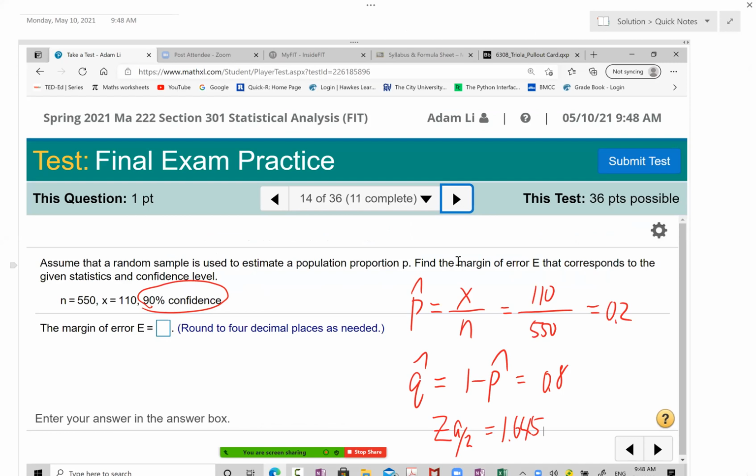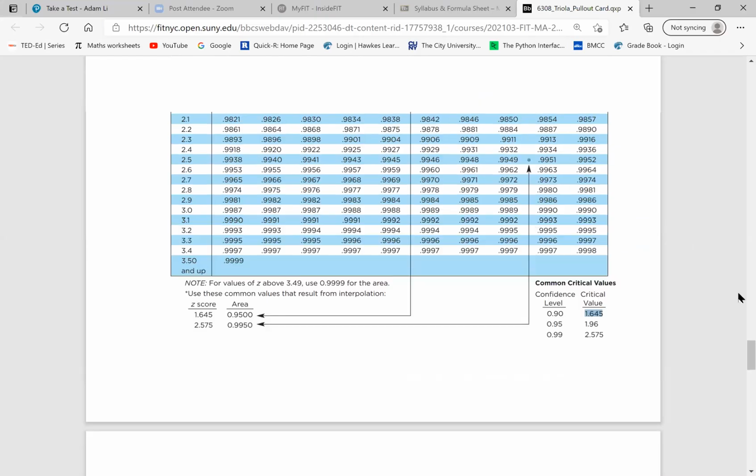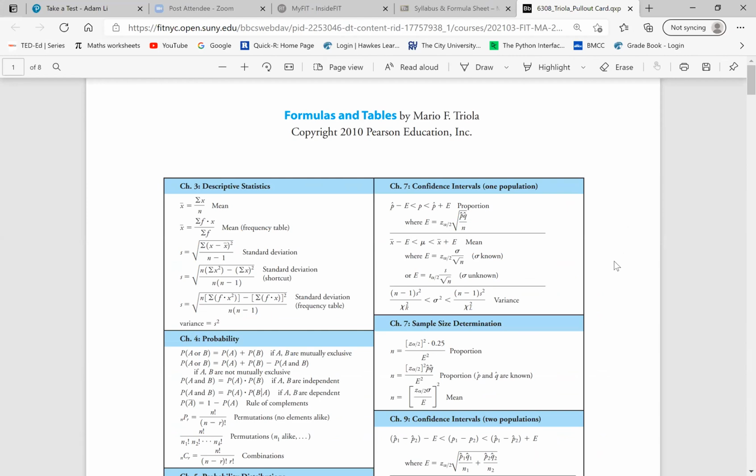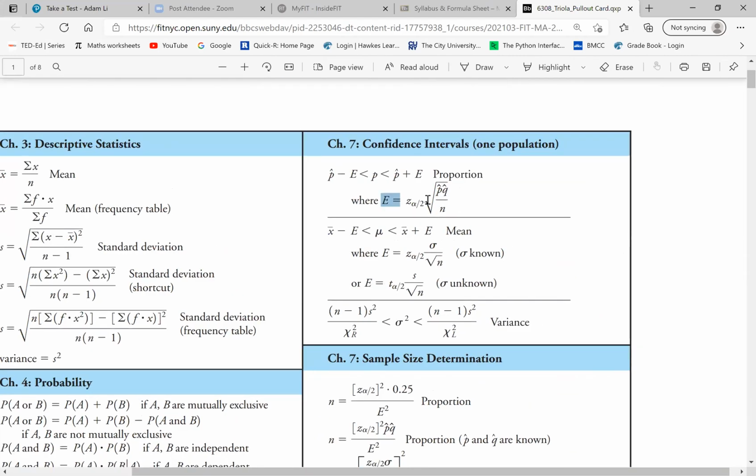Now, the next thing is to find the right formula to find the margin of error. So one more time, you go to the formula sheet, and this is from chapter 7. This is exactly the formula we're looking for: margin of error equals critical z-score times square root of p hat q hat over sample size. Yeah, that should do it.